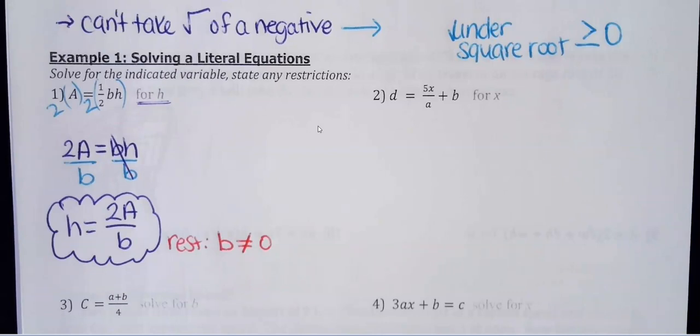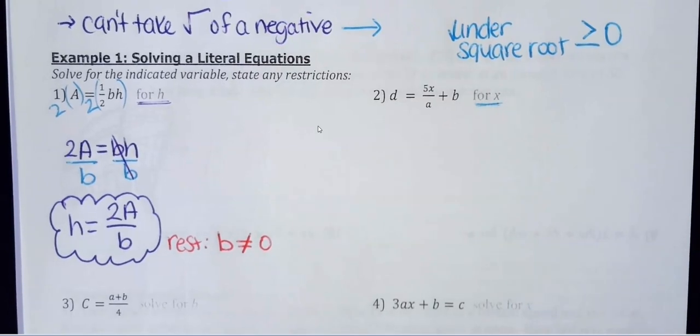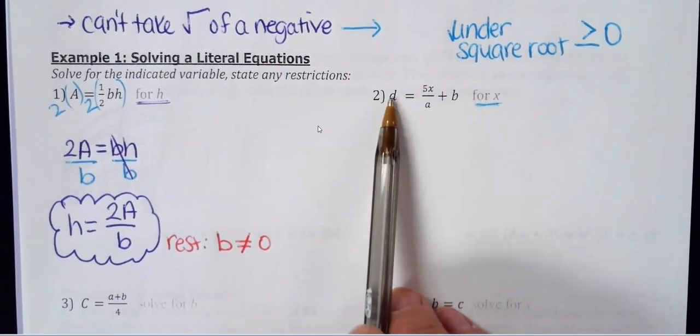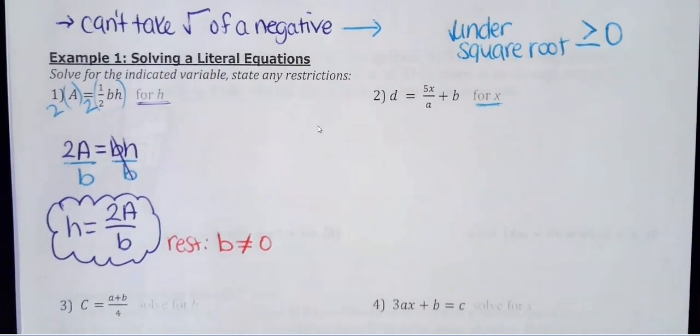Okay, I'm going to try a different one. This isn't a formula for like area or anything like this. We're going to solve for x in this situation. So I have d equals, and then I have a fraction, 5x over a plus b. You can raise your hand and tell me what you would do first if you were trying to get x alone. Could you multiply it by a, or do you do the reciprocal?